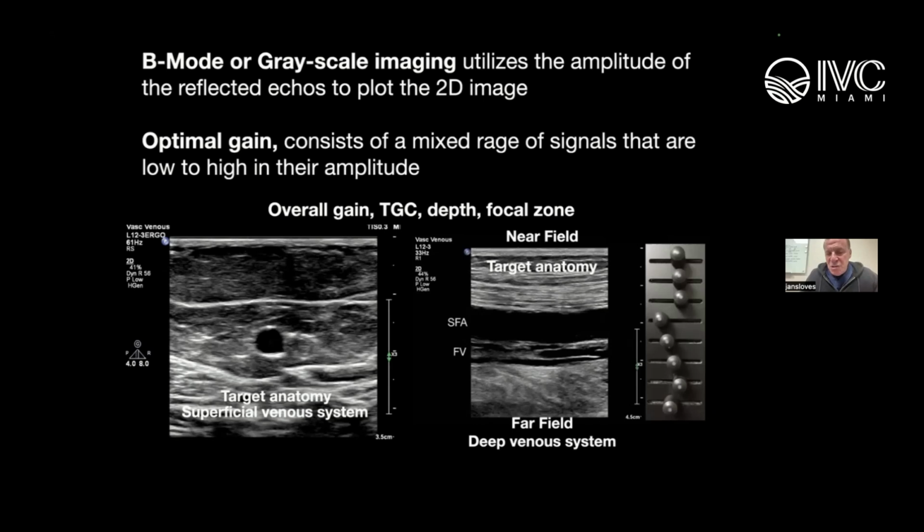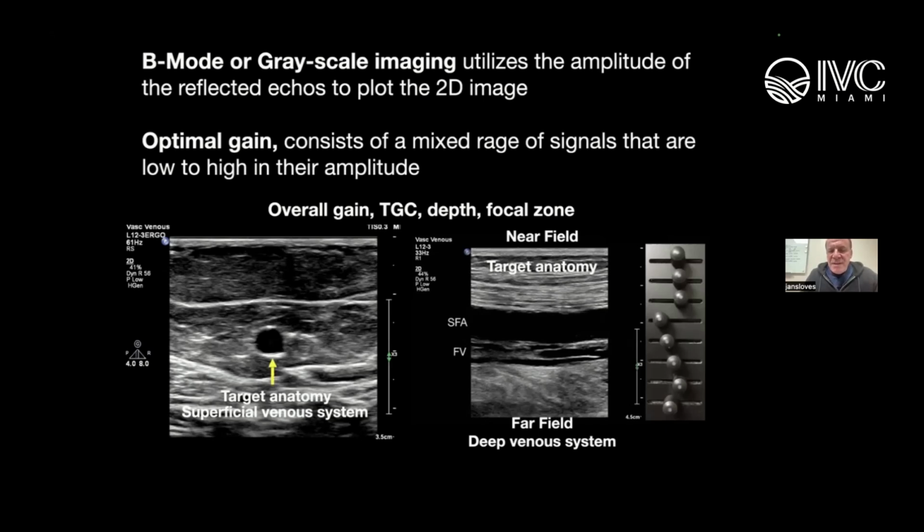Remember, if the image is too dark and you can't really see your anatomy well, you put yourself in a situation where you can cover up anatomy and disease. And if your gain is very bright, then you're basically obliterating the signal, right? So the whole idea when you're acquiring this information is we need to see the walls, we need to see what's going on intraluminally.